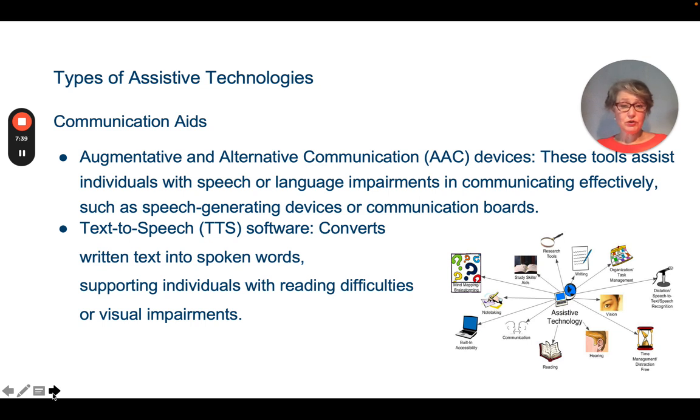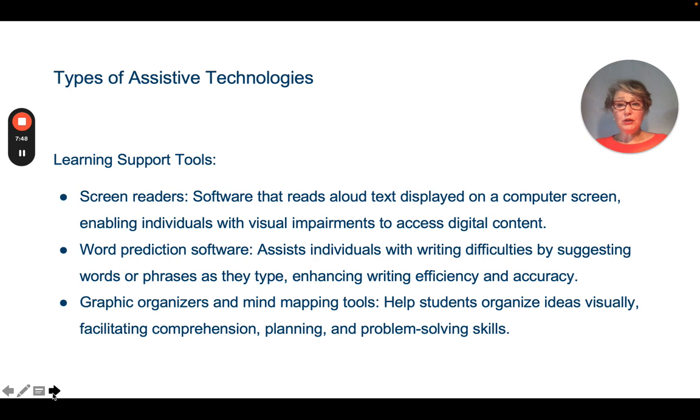Text-to-speech software converts written text into spoken words, supporting individuals with reading difficulties or visual impairments. Learning support tools are, for example, screen readers, software that reads aloud text as displayed on a computer screen, enabling individuals with visual impairment to access digital content. Word prediction software assists individuals with writing difficulties by suggesting words or phrases as they type. Graphic organizers and mind mapping tools help students organize ideas visually, facilitating comprehension, planning, and problem-solving skills.